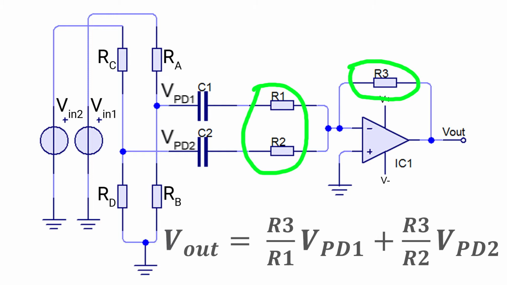More specifically, it's Vout equals R3 over R1 times VPD1 plus R3 over R2 times VPD2, with VPD1 and VPD2 being the outputs of the potential dividers.